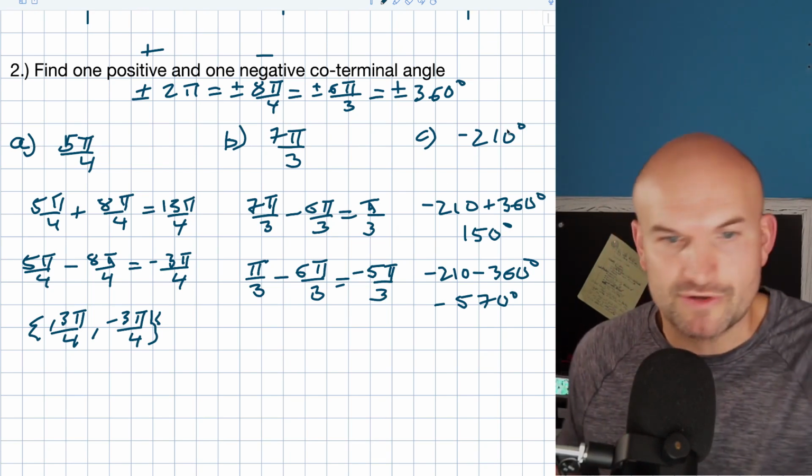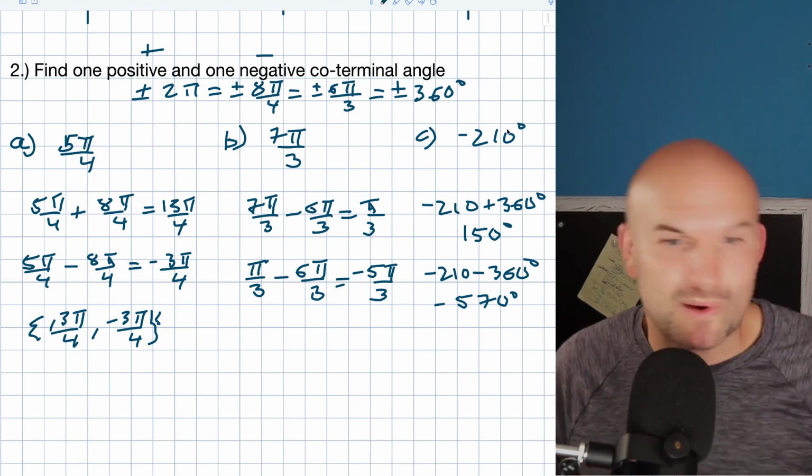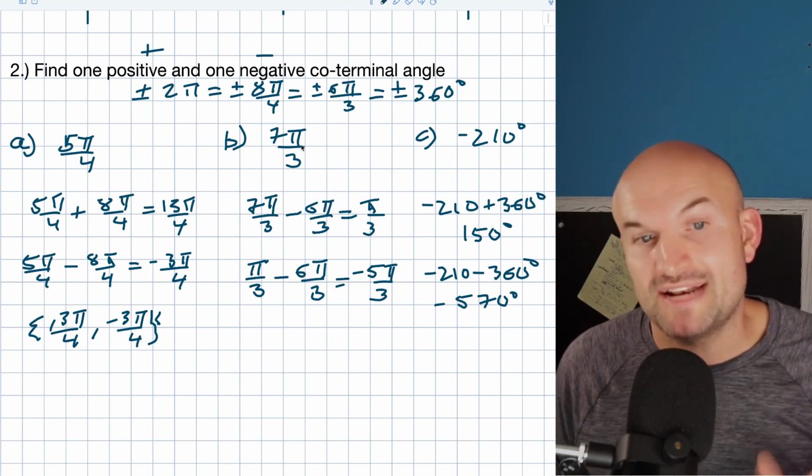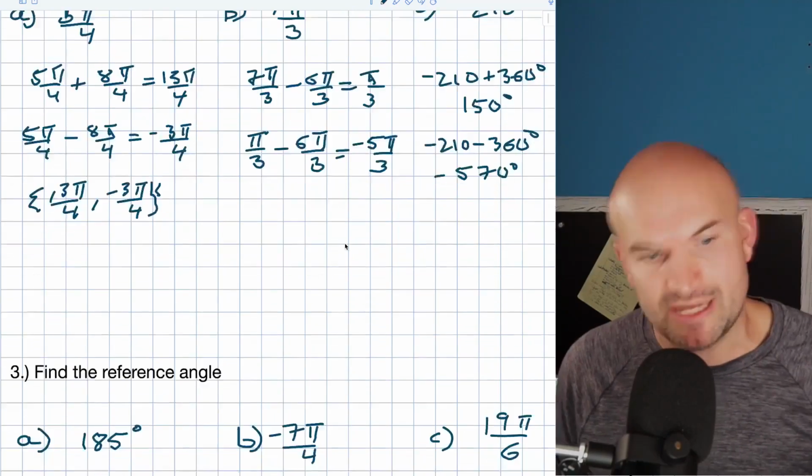Okay, so it doesn't matter if it's in degrees or radians. Typically, you want to add and subtract, but look out for angles that have an extra revolution, because that does change the way that we approach things.